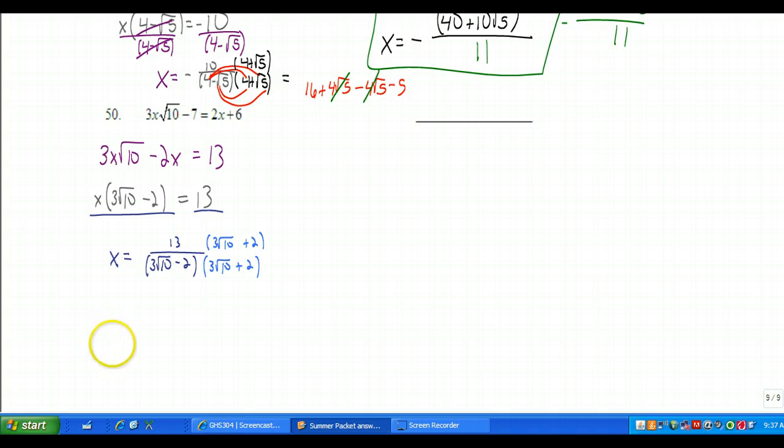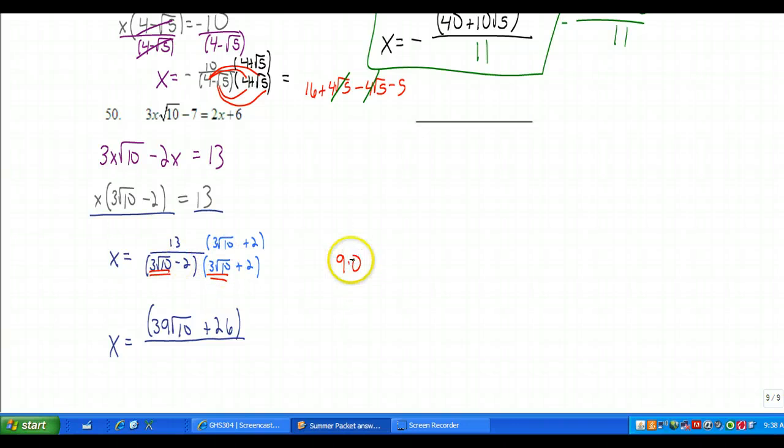So then in our numerator, we have 13 times 3 root 10, that is 39 root 10. 13 times 2, it's 26. So there's our new numerator with the radical in it, but that is okay. And then in the denominator, 3 root 10 times 3 root 10. When we multiply those, we multiply the outside numbers, so 3 times 3 is 9. Root 10 times root 10 is 10. 9 times 10 is 90. So 3 root 10 times 3 root 10 gives us 90.